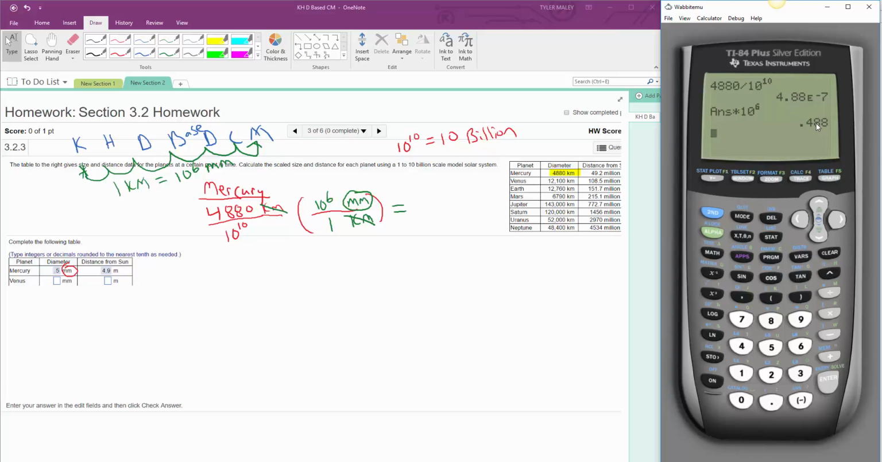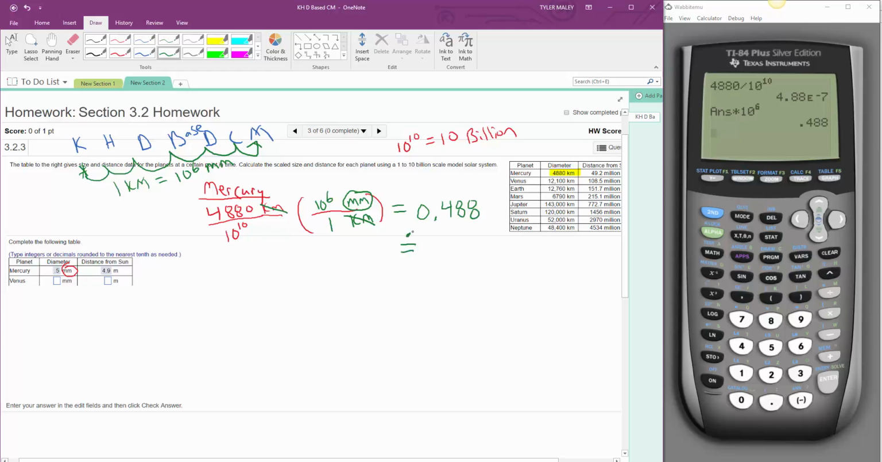So we have 0.488. So I want to round this. It says round to the nearest tenth. So the tenth is 1 decimal spot, right? So I want to round to this place value. So I look to the right. The 8 tells me to round up. So this is approximately 0.5, right? So I would fill in 0.5 here, as I have already done. So this is for the diameter.